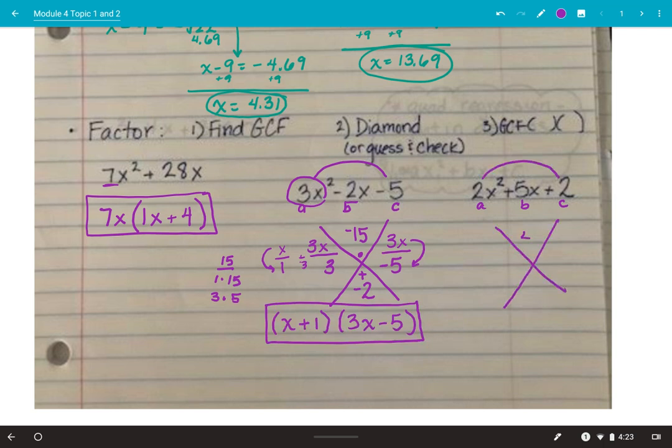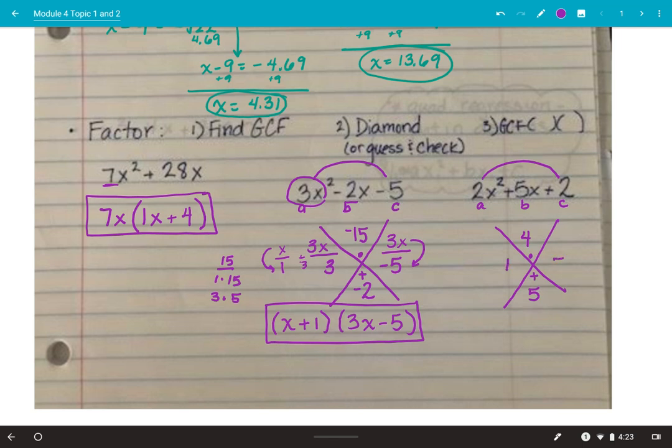2 times 2 is 4. And the bottom one, the B is the bottom, times it. So it multiplies to give you 4, but adds up to 5. Since both of these are positive, we knew the two side ones. We could choose 2 and 2. 2 times 2 does equal 4, but it doesn't add up to 5.